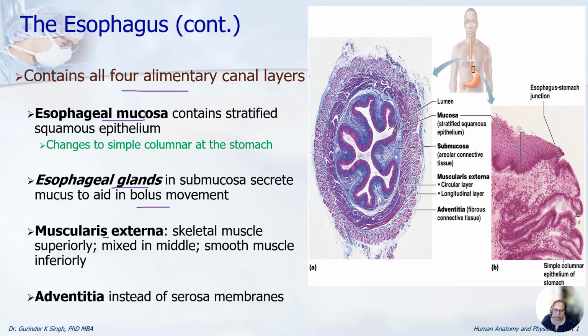Then we also have the muscularis externa, which is skeletal muscle superiorly at the top, because we have the constrictors nearby. Somewhere in the middle we have skeletal as well as smooth, and as we go down towards your stomach, it is all smooth muscle. The outermost layer is more thickened, and we talked about that earlier: it is the adventitia, a connective tissue membrane, rather than the serosa membranes present outside.